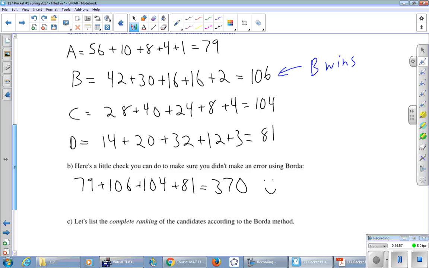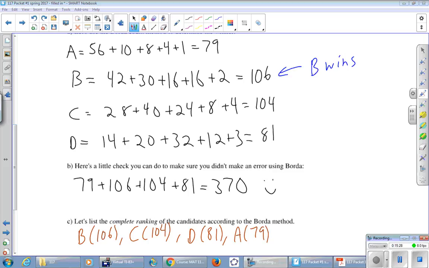Part C, let's list the complete ranking of the candidates according to the Borda method. Okay, so we've already decided that B is the winner. So B was in first place with 106, and now we're looking for the second place person, which will have the second most number of points, 104 points, that's C. Next up, 81 points for D, and then finally 79 points for A. So listing it all together, B and then C and then D and then A in last place.